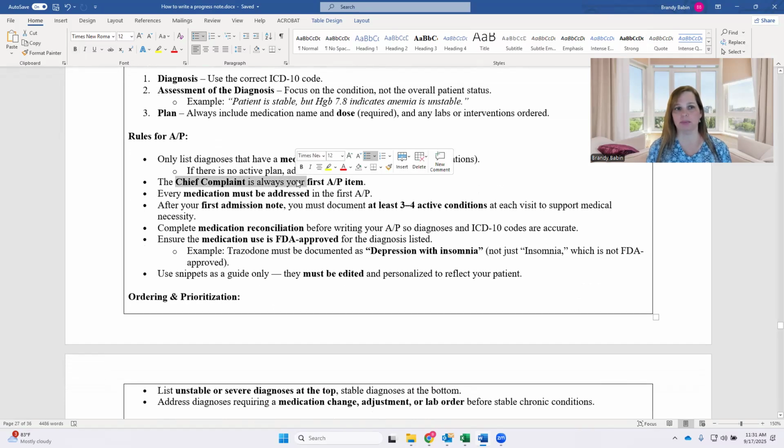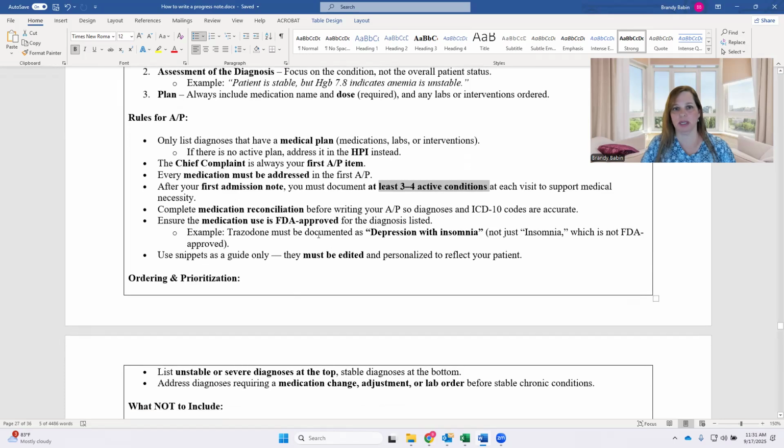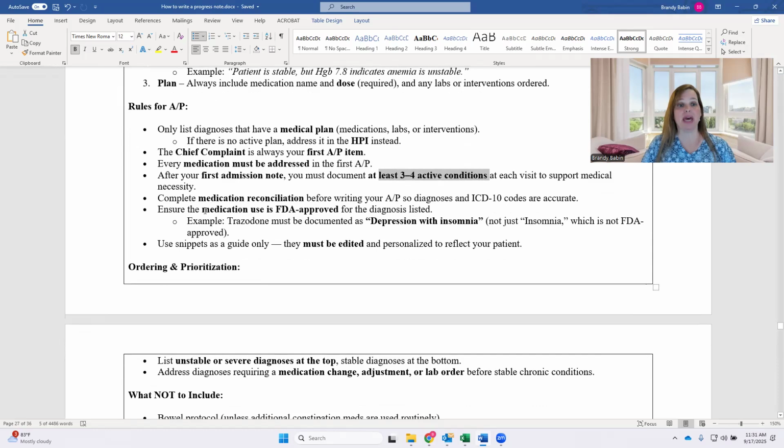So chief complaint comes first. Every medication must be addressed in your first assessment and plan. After your first admission note, you need at least 3 to 4 active conditions to support medical necessity. So 3 to 4. So if you've got a cough and then you've got, let's say, COPD, but the patient's also on a dysphagia diet, you've got 3 right there. You've got a healthy assessment and plan. Remember the medication reconciliation before you start.